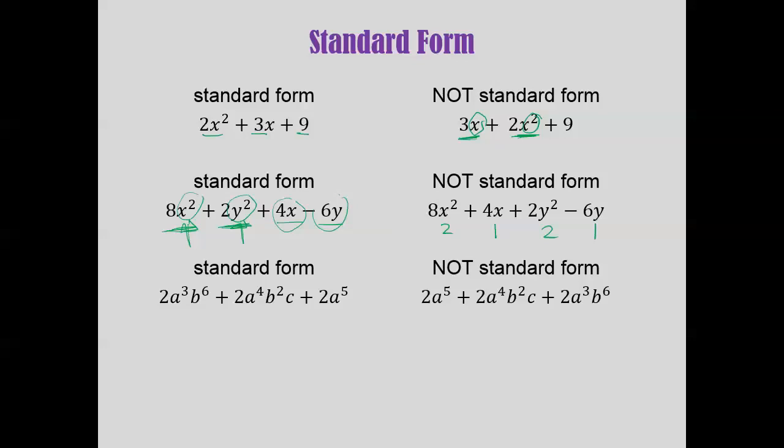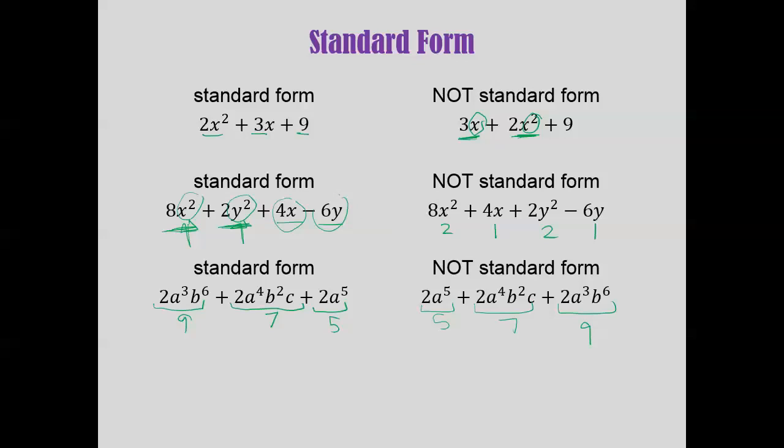Now the last one, this is in standard form. This term has a degree of 9. This has a degree of 4, 5, 6, 7. This has a degree of 5. This one's not standard form because the 5 is coming first, and then the 7, and then the 9.